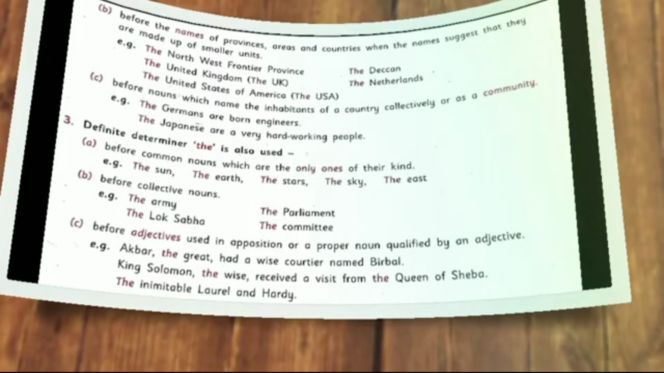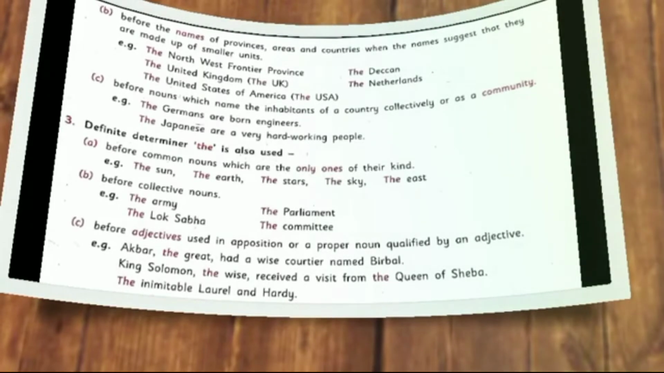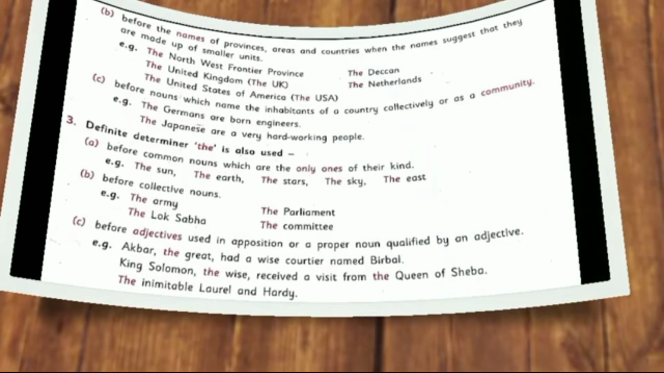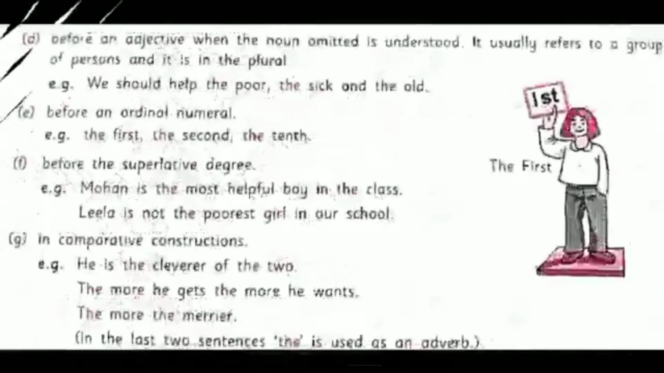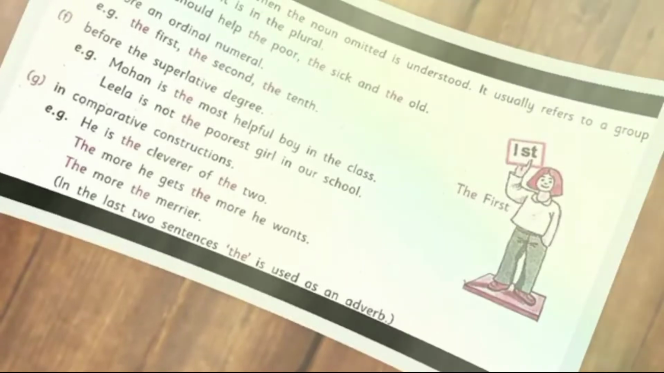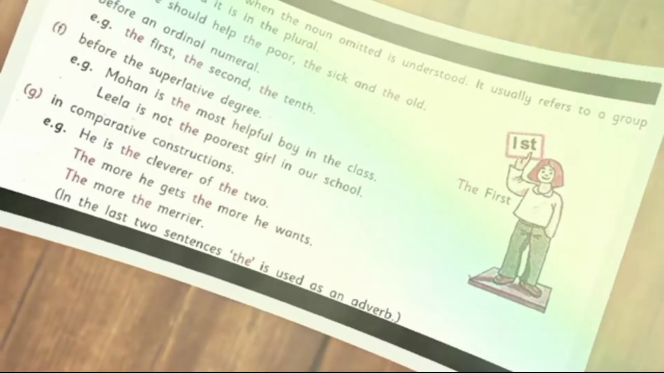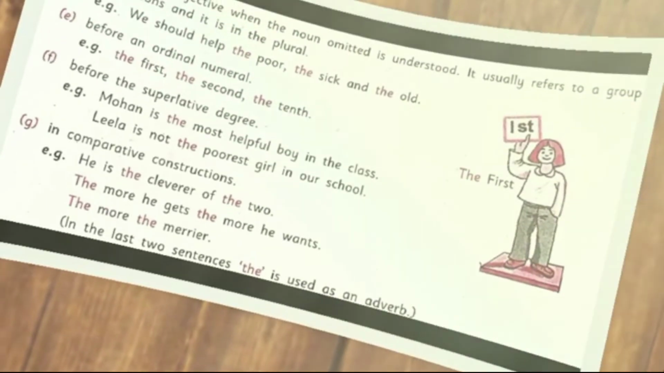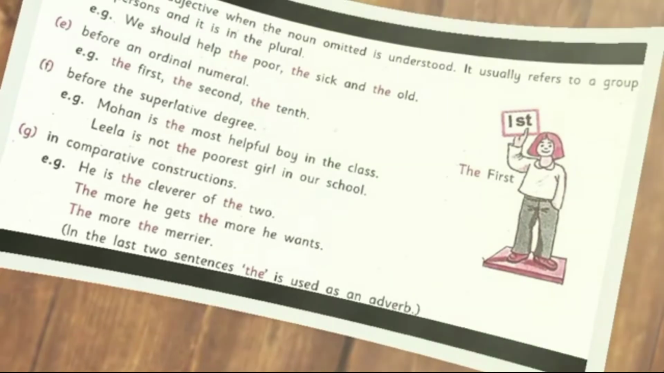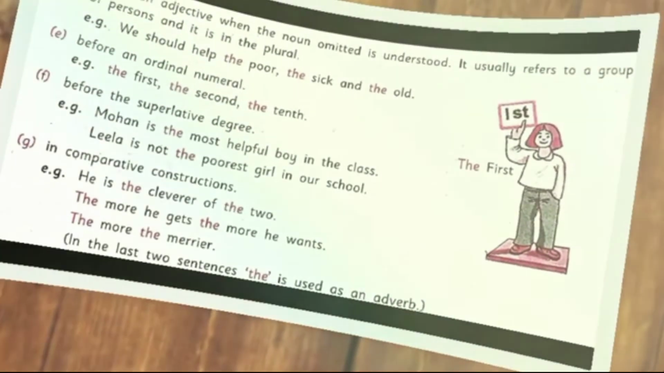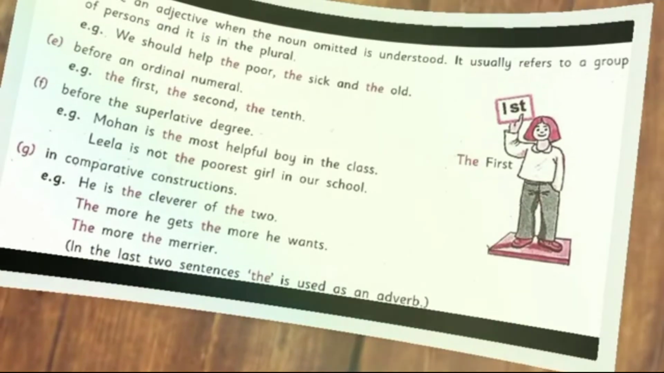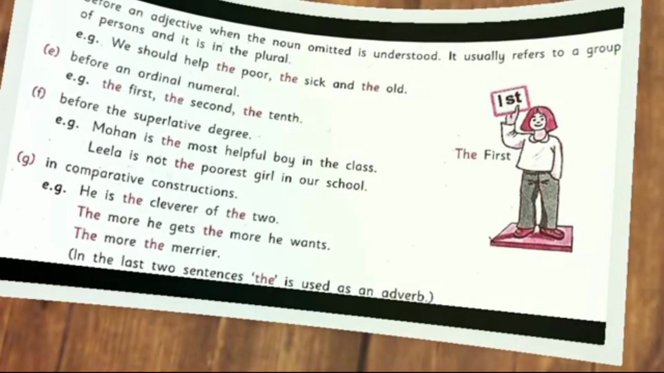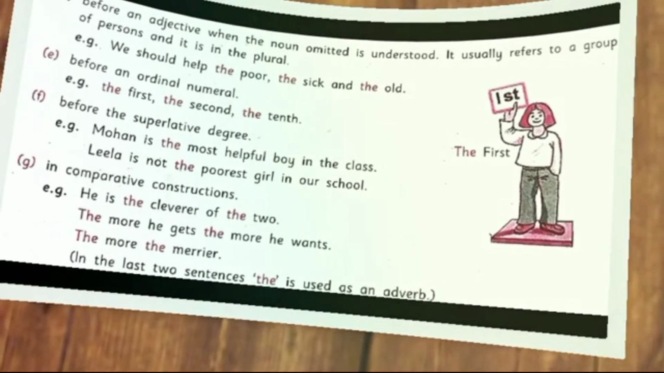We use the before collective nouns like the army, the parliament, the Lok Sabha, the committee, etc. We use the also before an ordinal numeral. For example, the first, the second, the 10th, etc. The is used before superlative degrees. Example, Mohan is the cleverest student in the class. Iron is the most useful of all metals.